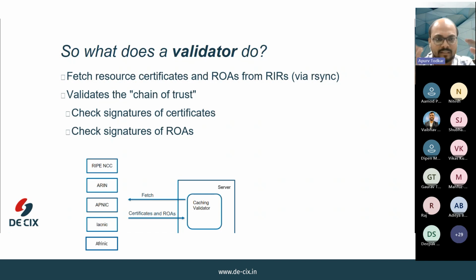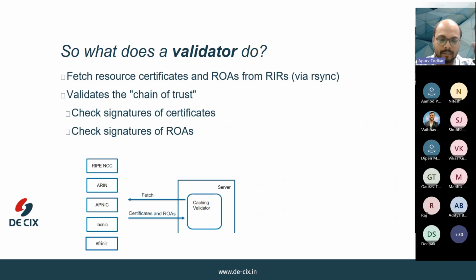The first step is the fetching of the ROAs and the certificates. So what the validator knows is where these 5 trust anchors are located, and they have published these certificates and the ROAs. So it fetches them using protocols like rsync. rsync is a very popular protocol wherein the validator is used to actually fetch those certificates and maintain a proper database.